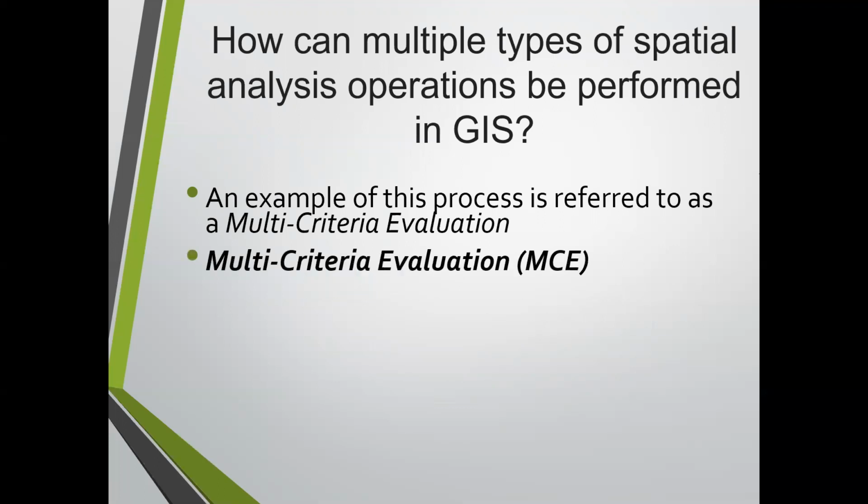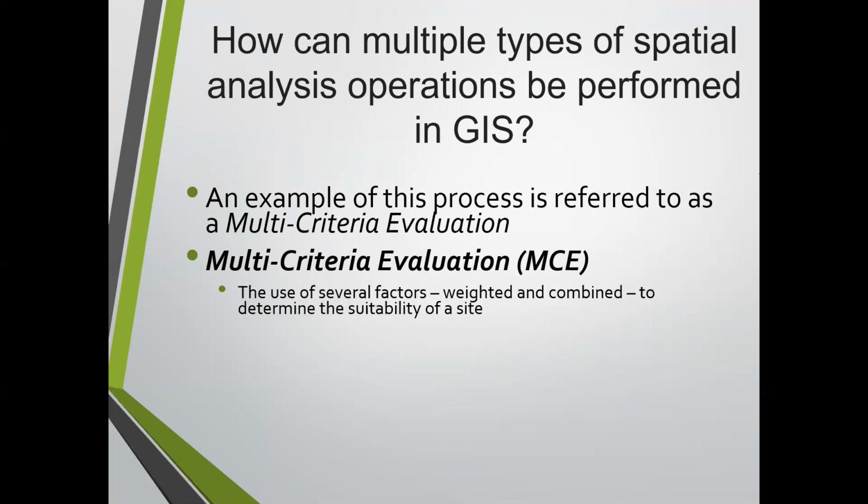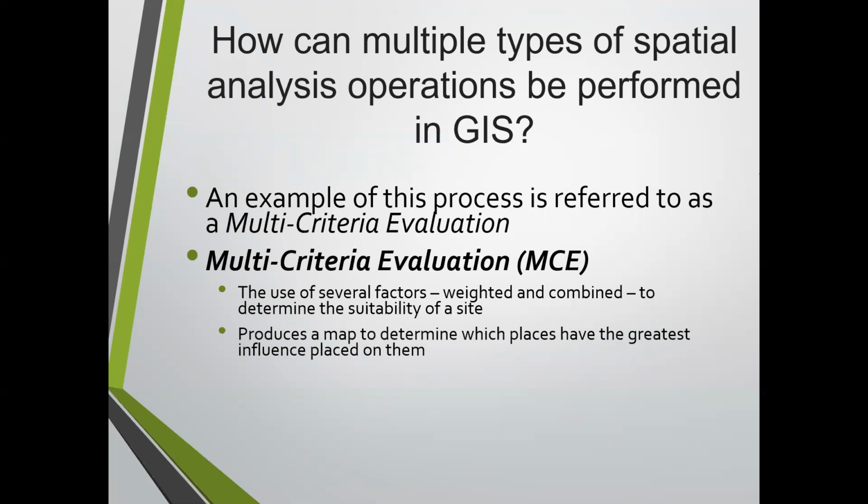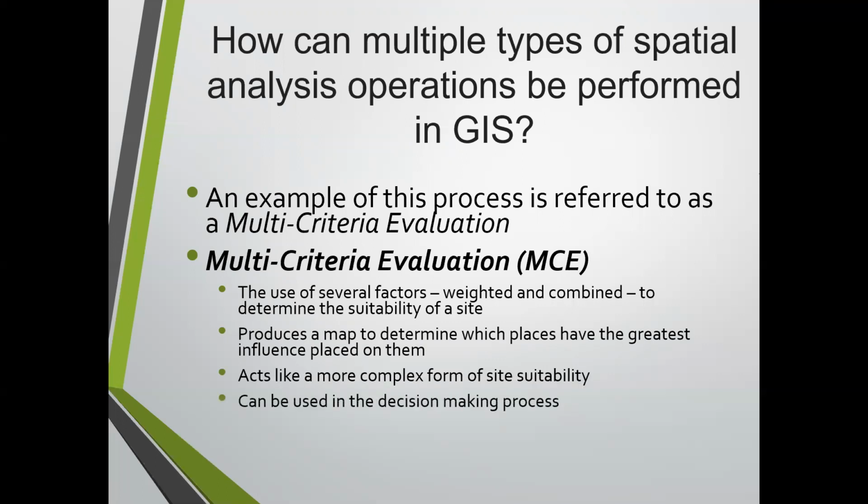One example of this process is referred to as multi-criteria evaluation, or MCE. What we're doing is combining factors, which are weighted and combined, and this gives you a suitability for a site. Again, he's talking primarily about site location, but this process can be used for other things. It's used in the decision-making process, which I guarantee you lots of large-scale corporations use daily, depending on what they're doing.